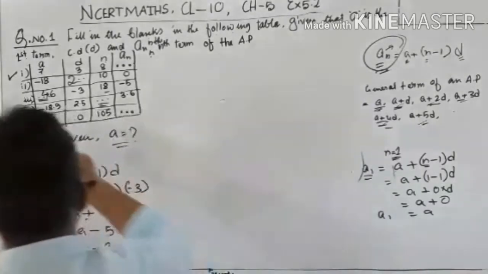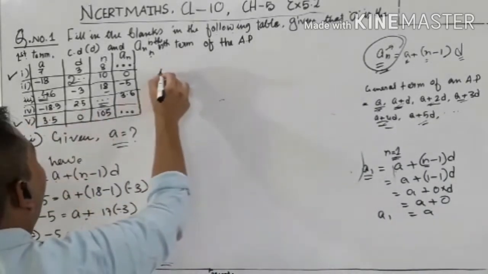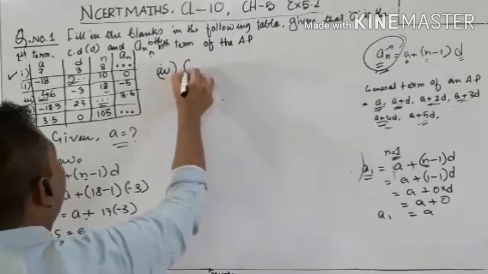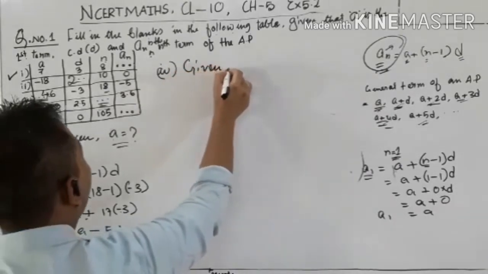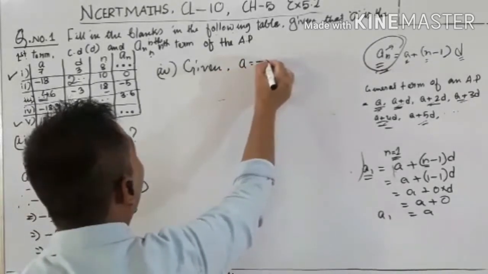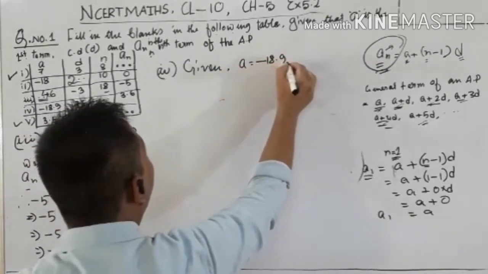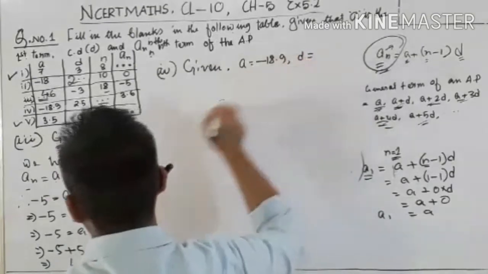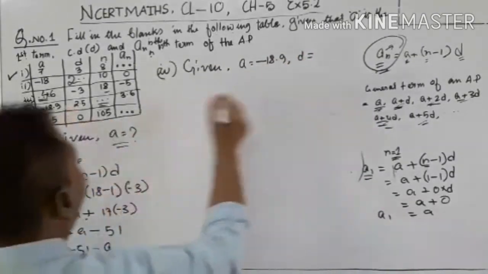I'm doing Roman number 4. Okay, Roman number 4. What is that? Right here, given, what is that? First term, a equals minus 18.9. So d equals how much? 2.5.